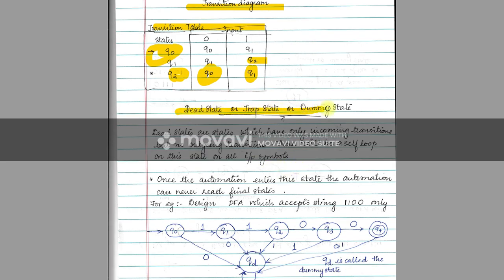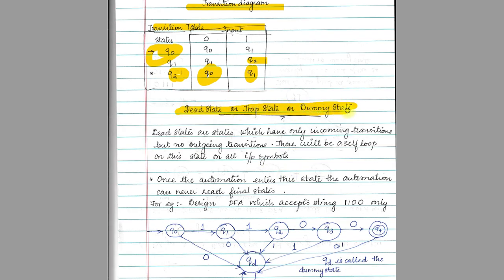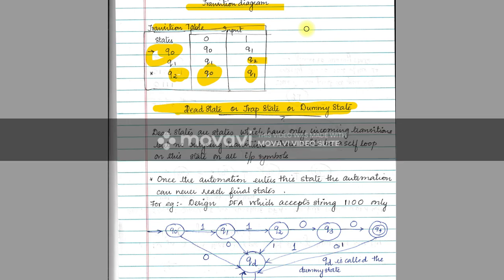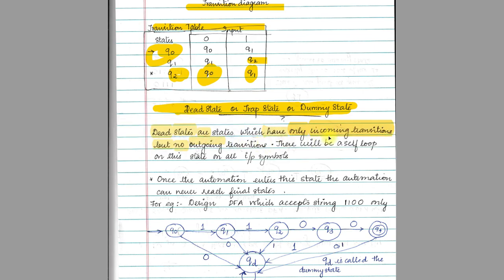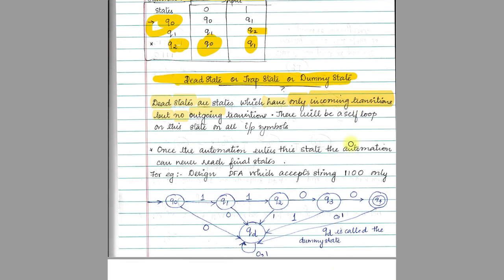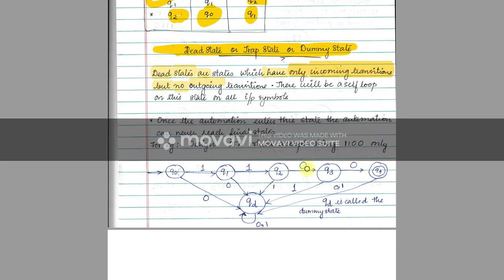Now we have an important condition while designing a DFA. We mentioned that each and every state should consume an input symbol with respect to the alphabet, right? There is a condition called the dead state, which means that there are only incoming transitions but no outgoing transitions. It will have a self loop on the state on all input symbols. I'll explain with an example.